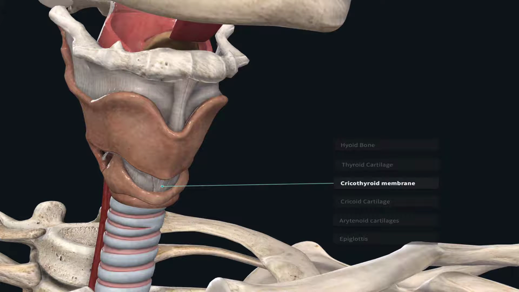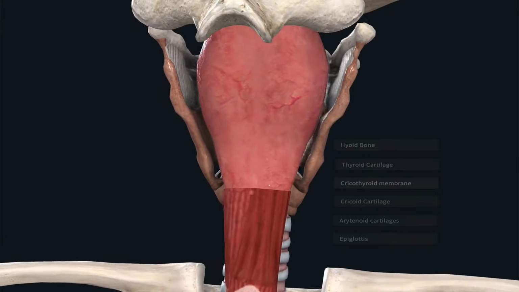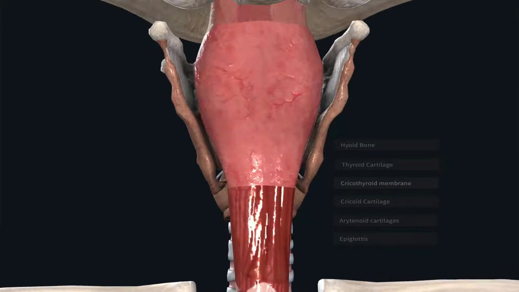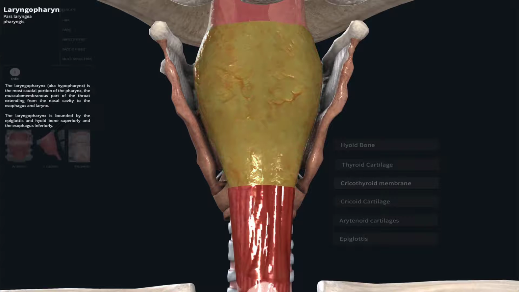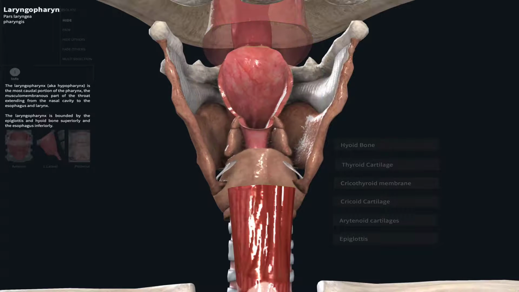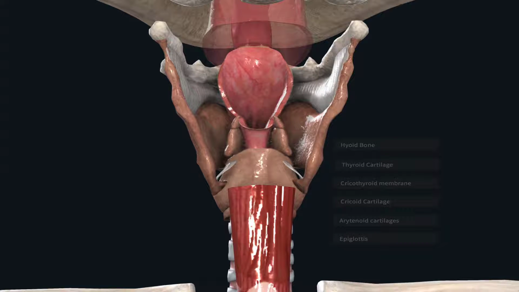Now if we turn the model towards the posterior position, we can see that we have some of the mucosa from the laryngopharynx, so I'm going to hide that. And now we can see the epiglottis here, which is within the center of the larynx. And again, this is a protective structure that will fold towards us in this position, blocking this opening into the respiratory tract and forcing food or liquid posterior here into the esophagus.